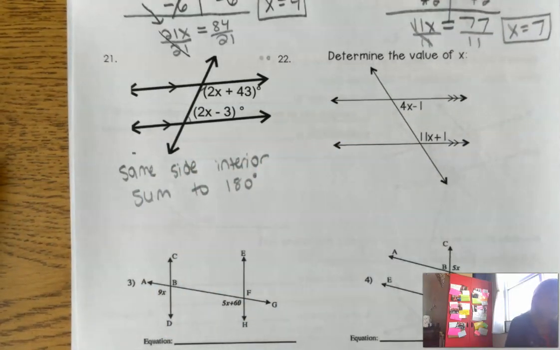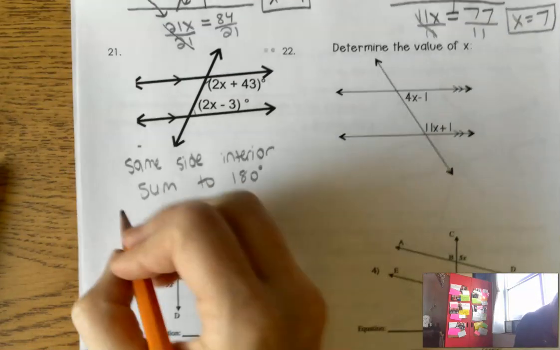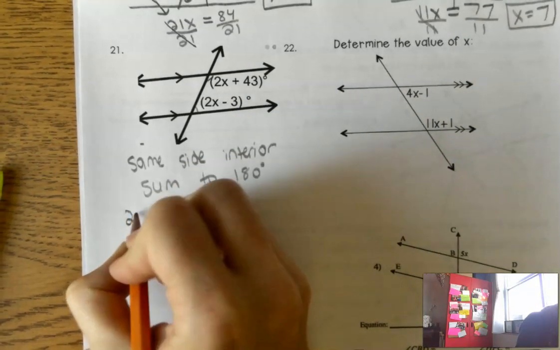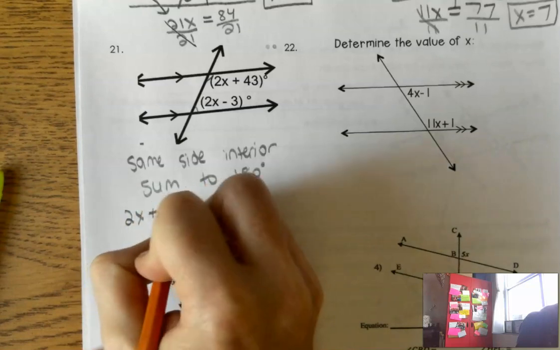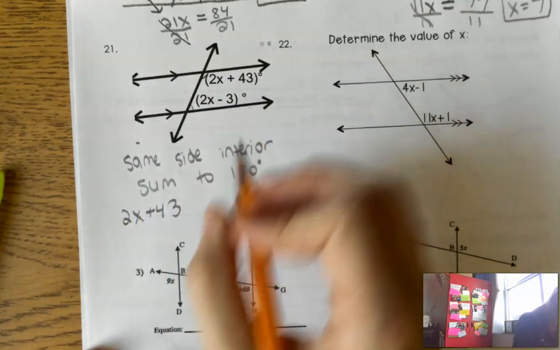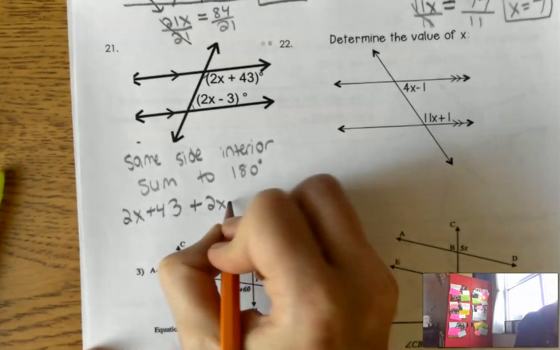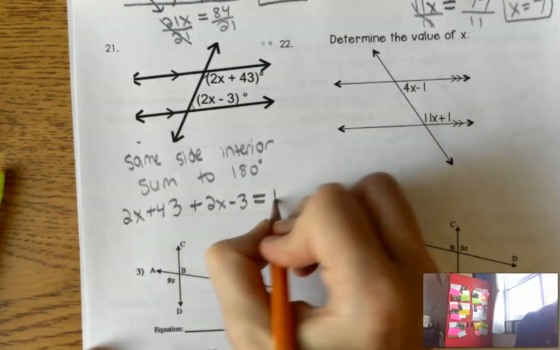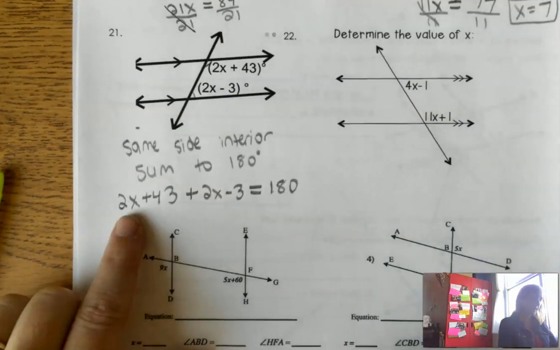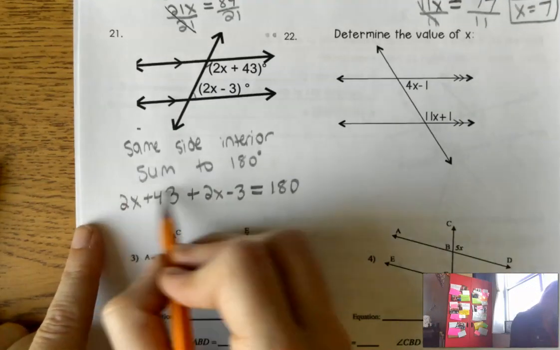Sum to 180 degrees. So now instead of setting them equal to each other, I can't do that. I need to add them together and set them equal to 180 because they add up to 180. So I'm going to take my first angle, 2x plus 43, and I'm going to add it to my second angle, 2x minus 3, and I'm going to set it equal to 180. So this was my first angle.